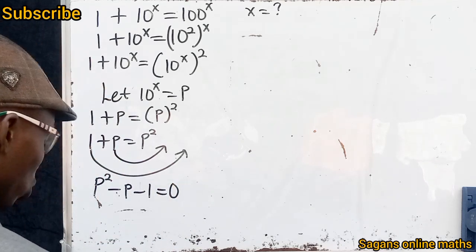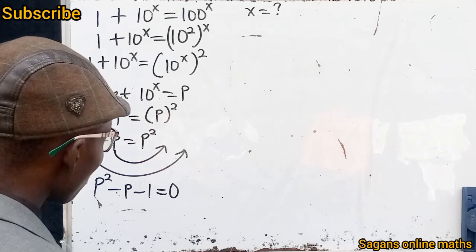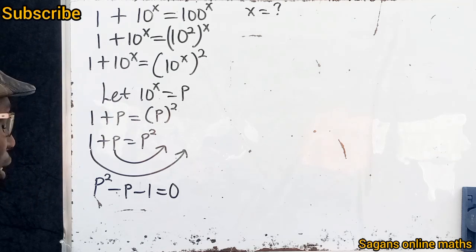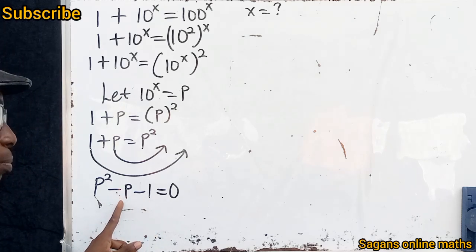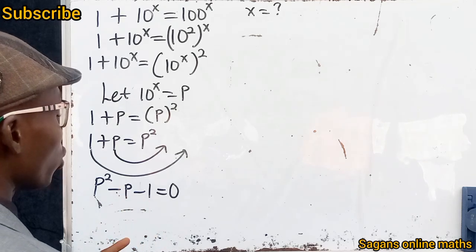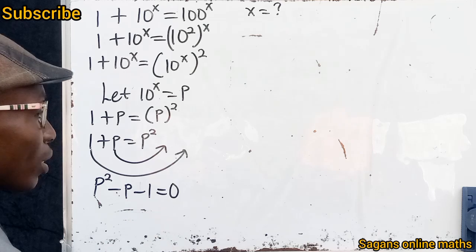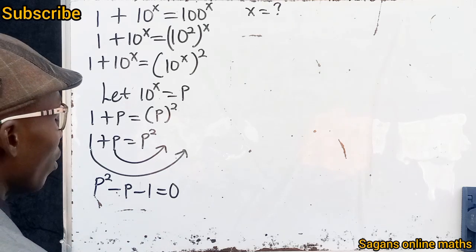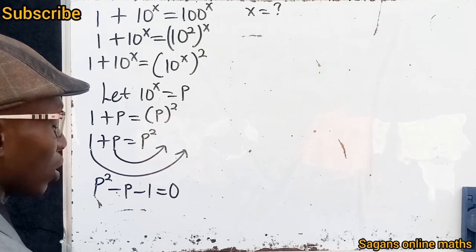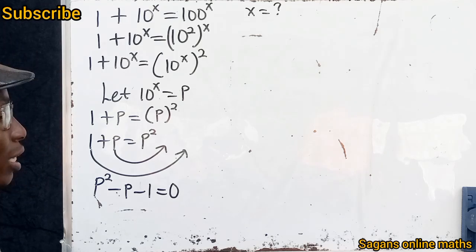Wow, and this is a quadratic equation. Our question here is, can this problem be factorized? Let's observe carefully. The product here is minus 1. The sum here is minus 1. So what numbers can we multiply to get minus 1, and when we add them, get minus 1, since the coefficient of p here is minus 1? By looking at this problem, we cannot factorize. So what are we going to do? Let's not waste our time.